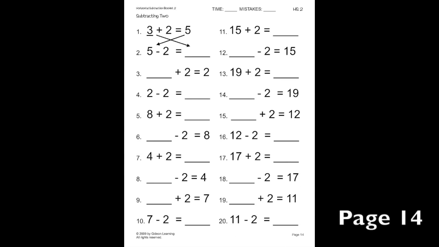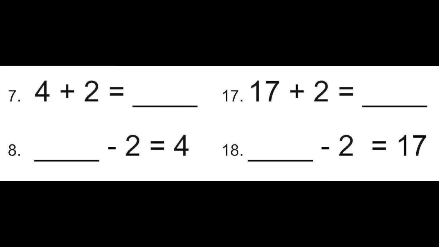Now let's go on to the next page to work on some more fact families. Let's focus on number 7 and 8 first. Here we have 4 plus 2, which equals 6. So on number 8, we need to figure out what number we're going to subtract from. Once again, we're going to work backwards, and since the addition problem finished with 6, the subtraction problem will begin with 6. So number 8 is 6 minus 2 equals 4.